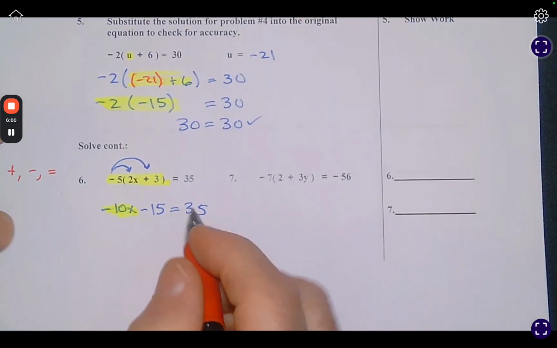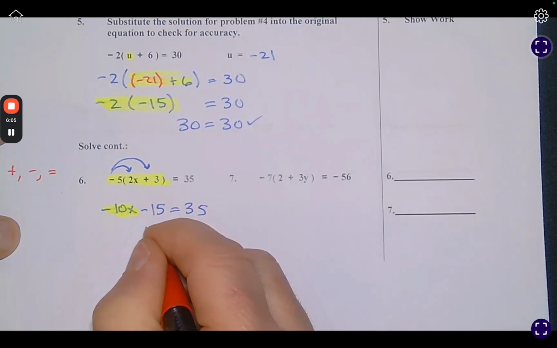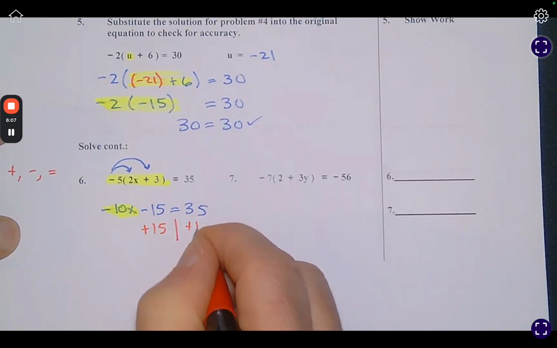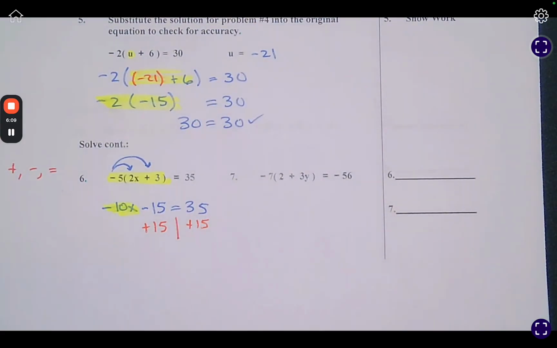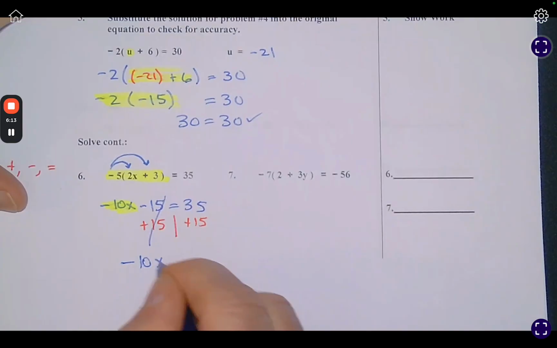These are constant terms. They're the same. So I'm going to move those constants over and keep the variables where they are. So add 15. Rewrite it. Rewriting it means you're performing simplification.